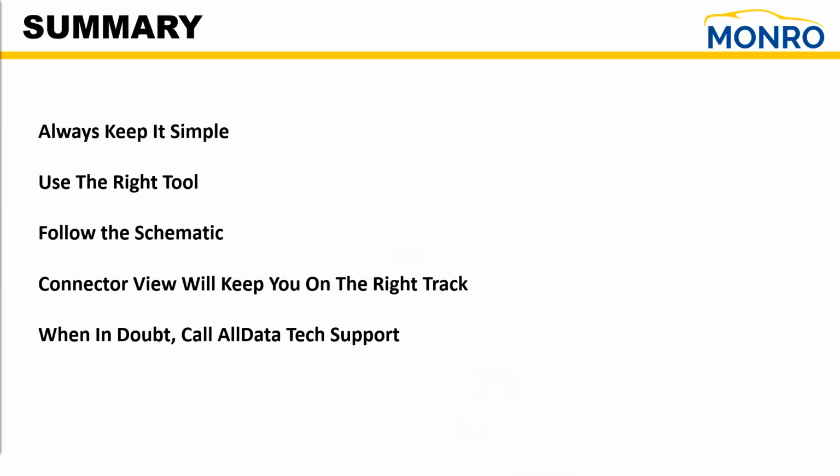So, in summary, always keep it simple. All we need to make electricity is a source, a load, and a complete path. Always use the right tool. Sometimes the right tool is a meter. But remember, the right tool could be the schematic. The right tool could be the connector, the harness wiring, the harness layout.